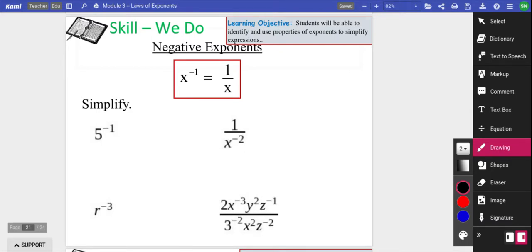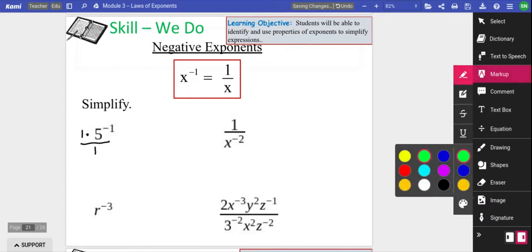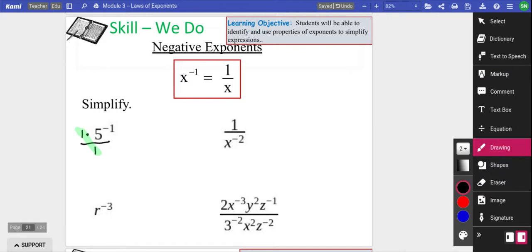I will start with 5 to the negative first power. In order to do this, I will be multiplying times 1. Anything multiplied times 1 is itself, and I will be dividing by 1 as well, because I haven't changed anything. So this is just for me to show you what happens behind the scenes. Now, in order for us to make an exponent positive, we have to move it to the opposite spot of where it's at. So numerator at the top, denominator at the bottom.